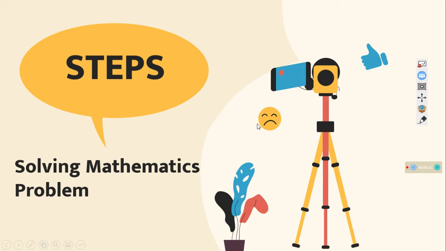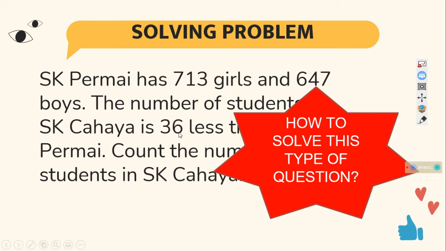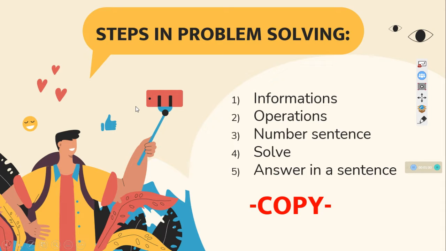So, before we solve mathematics problems, we need steps. We need to know the steps on how to solve mathematics problems. For example, if you look at this question, there are a lot of words here compared to numbers. So, how to solve this type of question? Remember, this type of question is named problem solving. So here are the steps in problem solving.